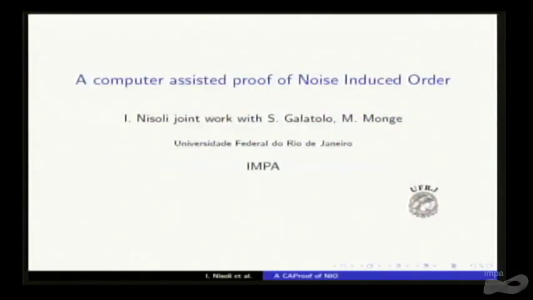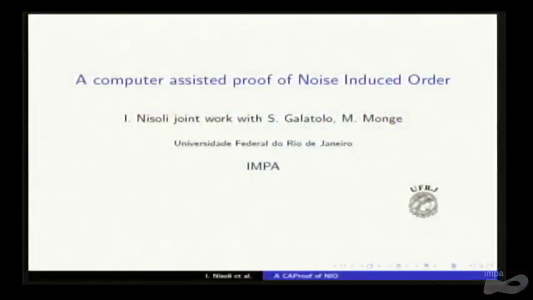And there are many things here that are not usually seen in a title. Okay, computer-assisted proof means that we use a rigorous form of computations to prove results, a result that is connected with a dynamical system. And the other thing is this noise-induced order. Okay, so let's start and introduce the problem.